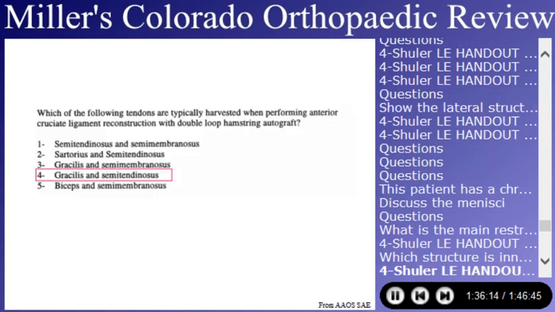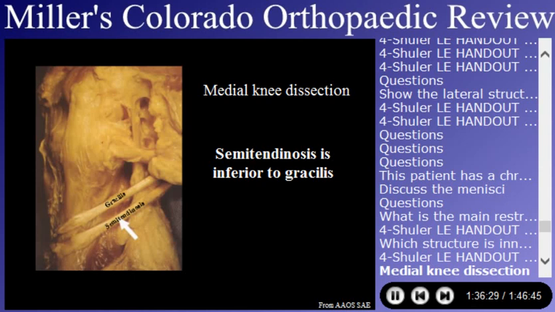Which of the following tendons is typically harvested, you hope is harvested, when performing anterior cruciate ligament surgery with double loop hamstring autograft? Which ones? Gracilis, say grace before T, gracilis and semitendinosus, and here's a picture of what that looks like. Do not forget gracilis above semi-T. Semi-T is inferior to the gracilis on the medial knee dissection.